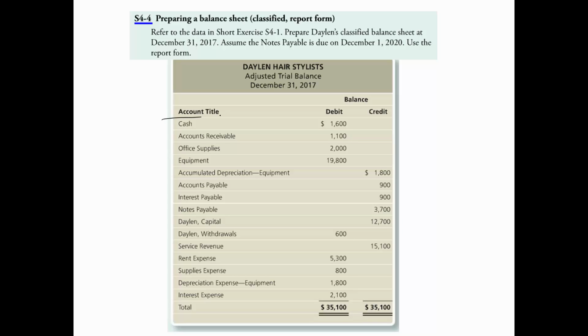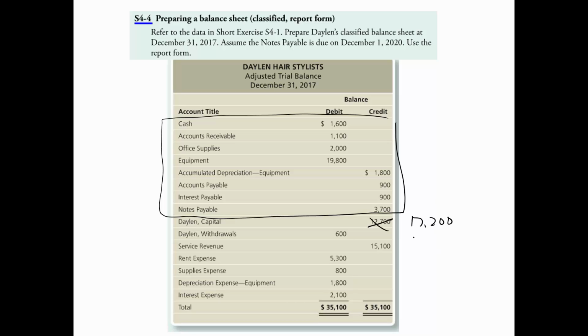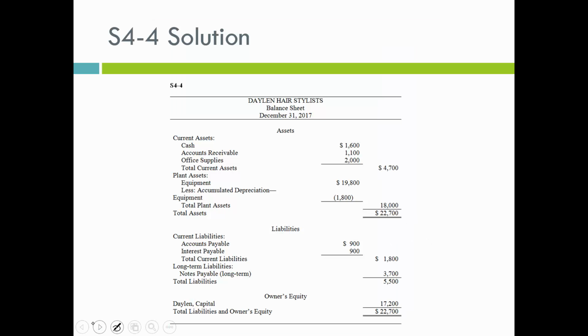So after a little practice with those, we can go back to our original problem here and do the classified balance sheet. And again, I want the assets and I want the liabilities. And I'm not going to use this capital. I'm going to use the 17.2 that we calculated from the statement of owner's equity. Other than that, everything will be the same. We just have some more categories. So it looks like this.